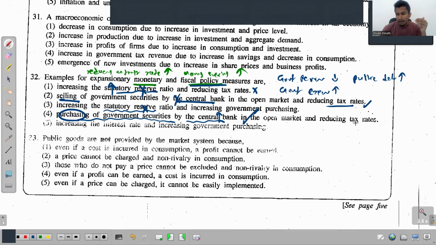And the second one, reducing tax rates, yes, even that is correct, because when the tax rate is reduced, the government revenue decreases, so that relatively the expenditure will increase, and as a result it will be expansionary in nature, right? So this is the answer for this question 32. But look at the fifth one, increasing the interest rate and increasing government purchasing. See, if interest rates are increased, as a result the money supply will decrease. Increasing government purchasing is all right, but the first part is wrong.